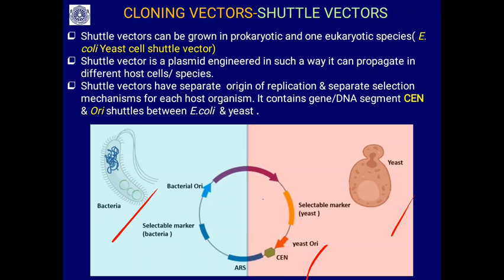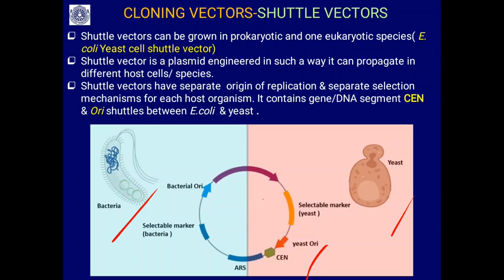This shuttle vector can be multiplied. If we introduce our gene of interest, it can be multiplied either in bacteria or else in yeast cells. So it is shuttling between different host cells. It is an ideal plasmid, a multi-purpose plasmid, we can say.